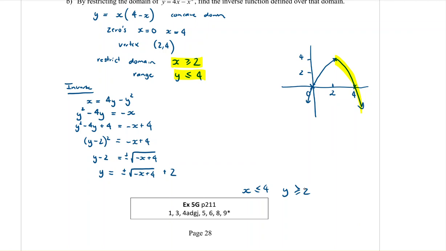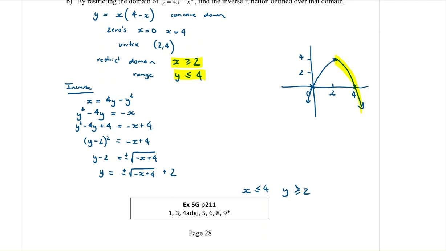So if I choose an x value that is less than 4, not greater than 4, it says less than 4, so like 3. Minus 3 plus 4 is 1. Square root of 1 is 1. Plus 2 is 3. Is 3 greater than 2? Correct, that fits. If I had the minus sign in there, I would have had minus 1 plus 2, which is 1, and 1 is not greater than 2. So that didn't work if I used the minus version of that formula there.